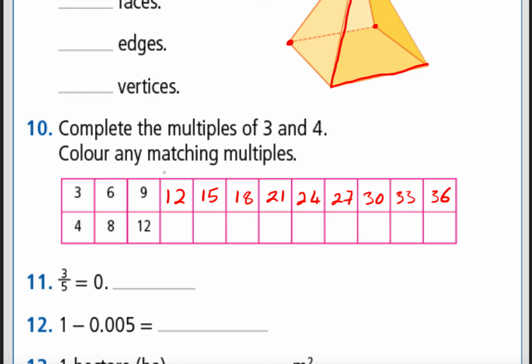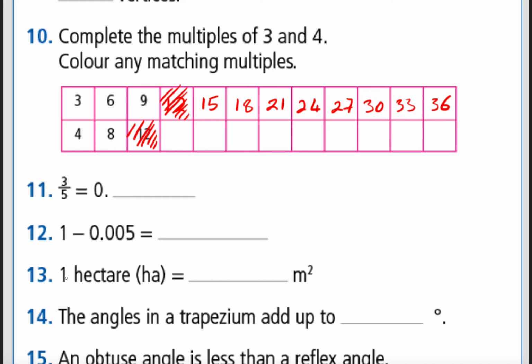And then what we have to do is colour any matching multiples. So we have a match here where we've got 12 matches with 12 down here. So we colour those two in. Okay. Number 12 or number 11. 3/5 is 0 point what? Well, 1/5 is equal to 20%, and that's equal to 0.20.